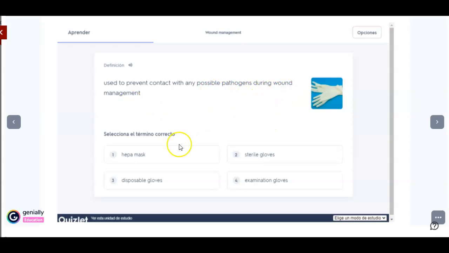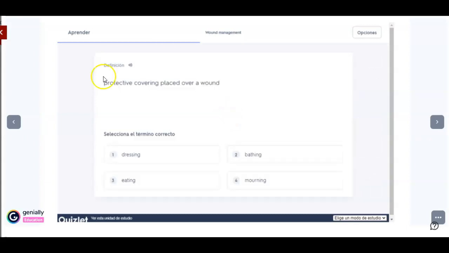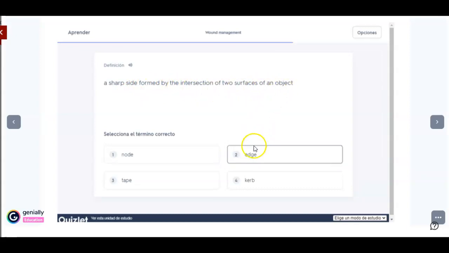So these are disposable gloves. Protective covering placed over a wound. In this case it will be dressing, okay? That is why in the previous one we have absorbent dressing, okay? Because that is the specific one, or it could be whatever thing that you use to cover the wound. A can for trash or garbage will be a bin. A sharp side formed by the intersection of two surfaces of an object is an edge.